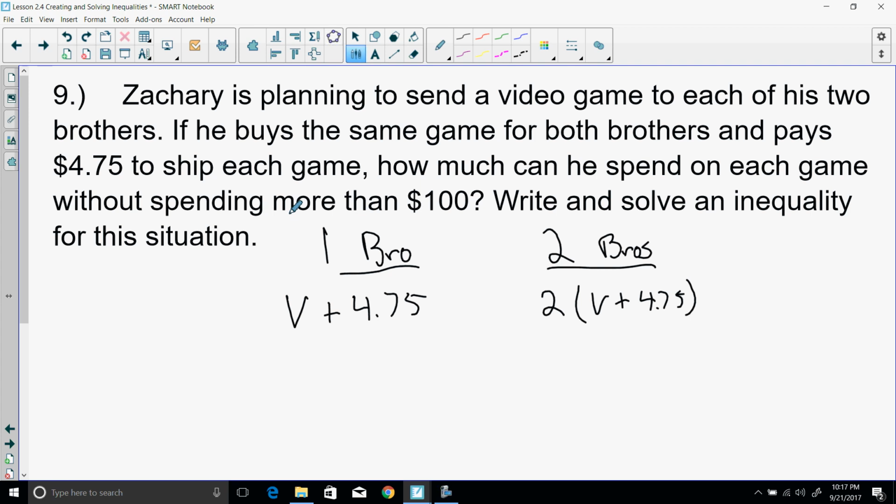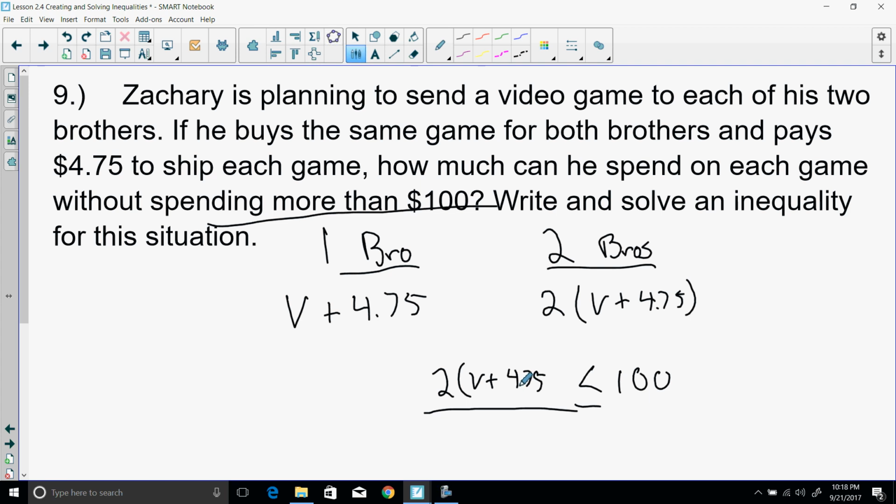And what do we know? I can't spend more than $100. Every purchasing thing that you ever do, whenever you buy anything, it's an inequality. You only have a certain amount of money to spend, and you can't go over it. You can spend exactly that amount, but you can't spend more. So, when I'm spending my money, I cannot spend more than $100. So whatever I do spending-wise has to be less than or equal to that $100. And what am I doing to spend? It's 2 times that video game plus $4.75.